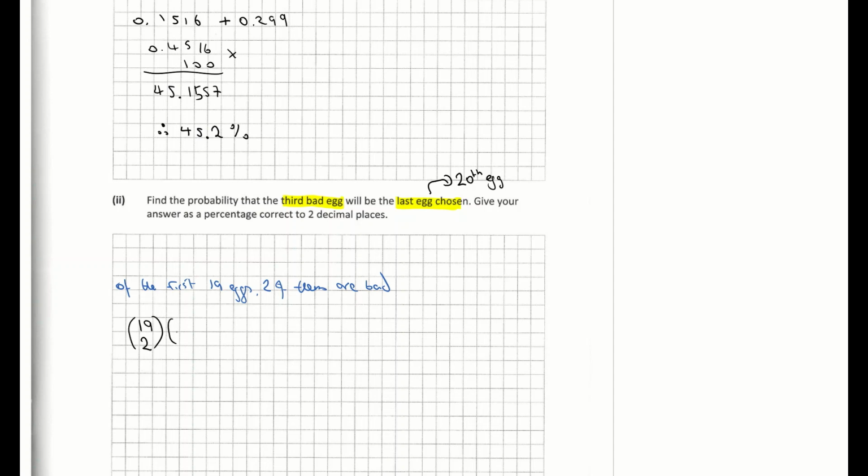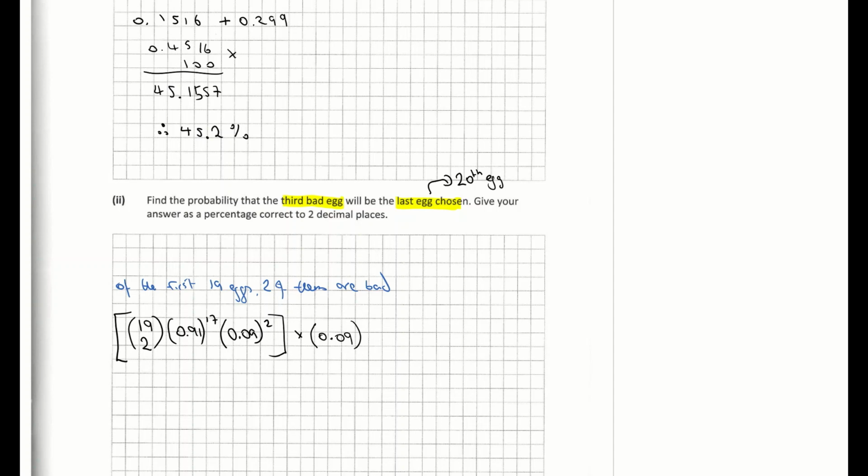And the probability of picking a good egg is 0.91. And of the 19, I want 17 of them to be good, multiplied by my bad egg, and I want 2 of them to be bad. So that's the first 19 eggs. And then I want my third bad egg, so and means to multiply, my 20th egg to be a bad egg. So I'm going to multiply this by 0.09. So just to recap, here is my first 19 eggs, and this is my 20th egg. So together I do have the 20 eggs.